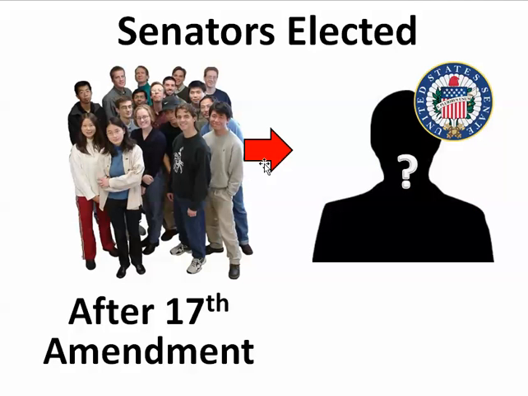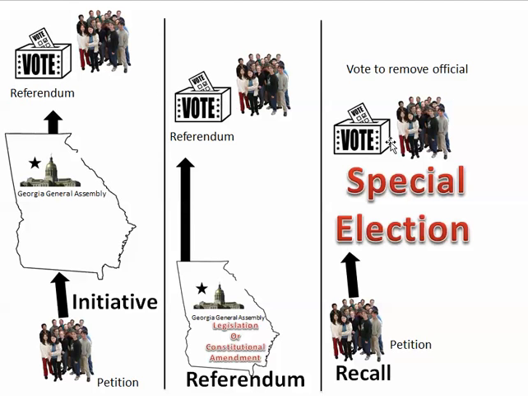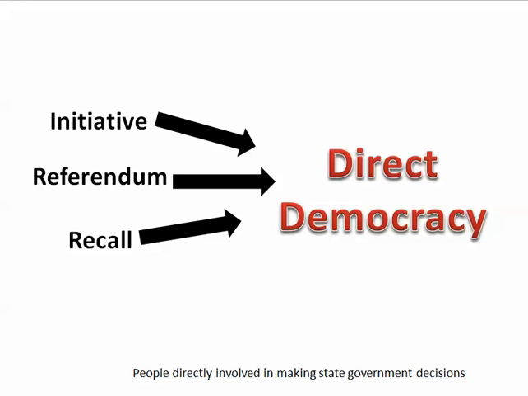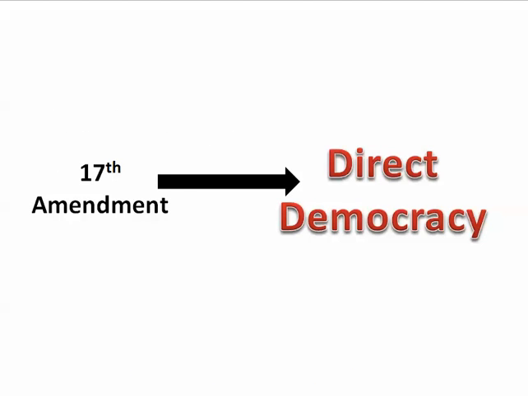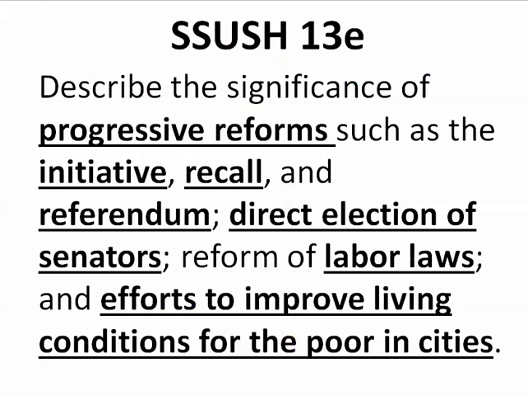Here it is, 17th Amendment, direct democracy. The reason why is that the people directly vote for their two senators. And if we go back, initiative, referendum, and recall are examples of direct democracy because people are directly involved, voting, making laws or removing people from office directly. That is an example of direct democracy. And all of these, initiative, referendum, recall, and the 17th Amendment, are direct democracy examples, but they're also progressive reforms. I think we've nailed that one down.